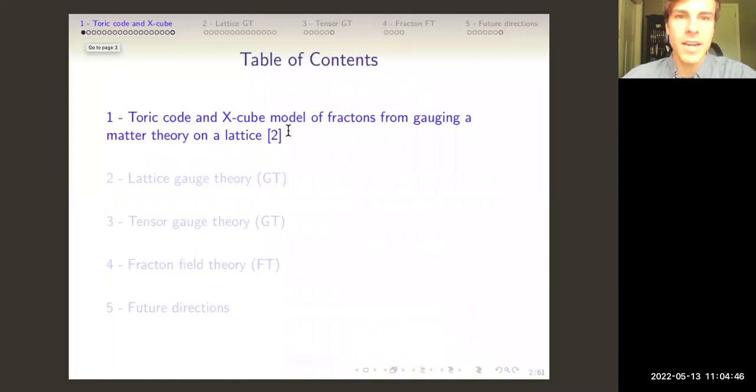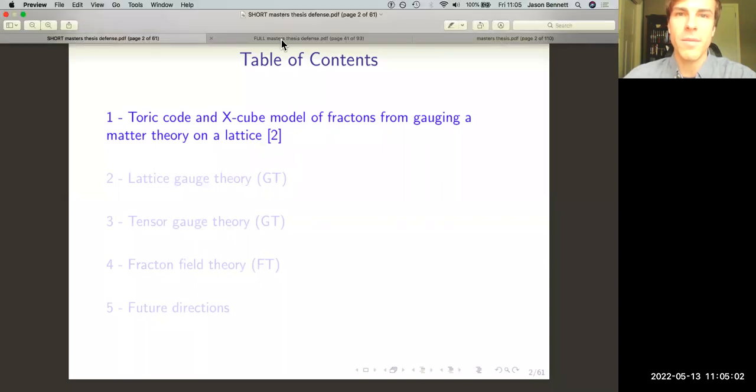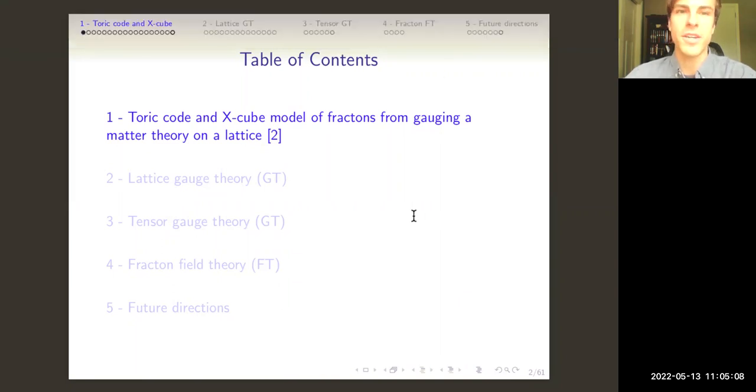the things, there are some aspects of gauging the X-cube model, which is the model we'll cover of fractons, an aspect of both the tensor gauge theory as well as the fracton field theory have been reduced. If anyone has any questions, I can pull up extra slides or go directly to the thesis. So just making that clear from the start.